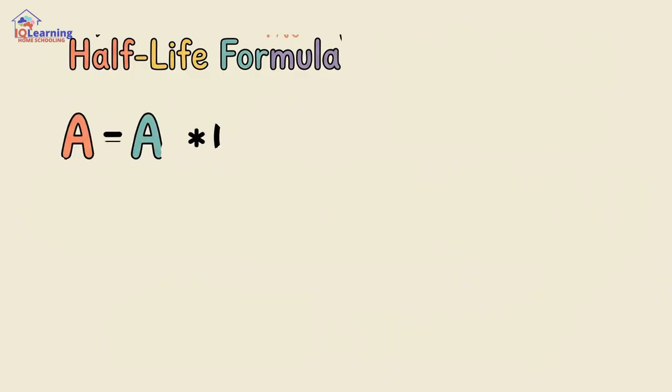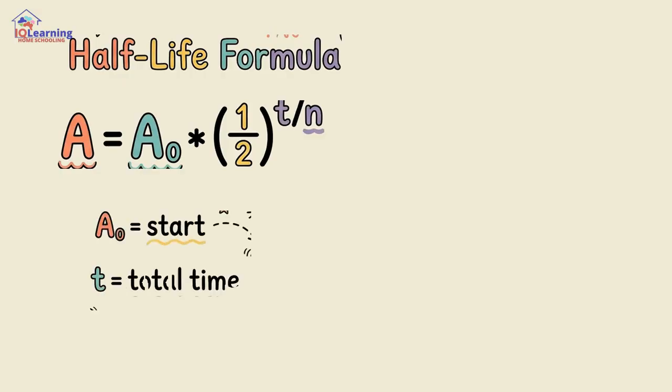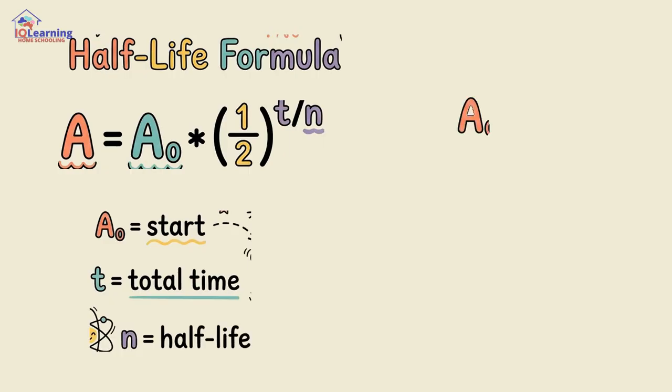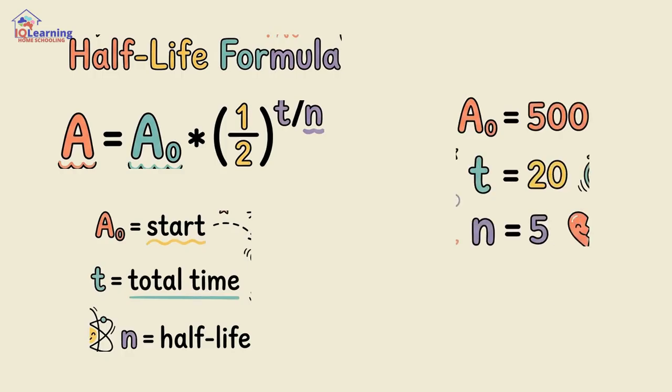Now let's connect that pattern to the formula. For half-life problems, we use A equals A sub 0 times 1/2 raised to the power t over n. Here, A sub 0 is the starting amount, t is the total time, and n is the half-life. From the problem, A sub 0 equals 500 grams, t equals 20 years, and n equals 5 years.